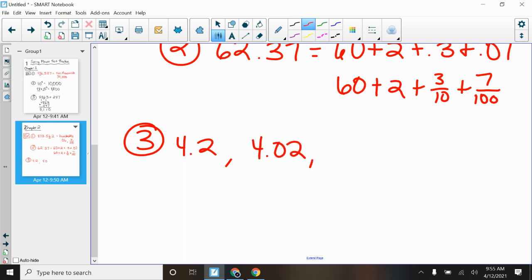4.02, that's your next one. 4.24, that's your last one. Now, there's 3 decimals. You have to compare them and order them. Comparing means being able to say which one is bigger than the other one. And then ordering them, putting them in order from like the greatest to the least, the least to the greatest.